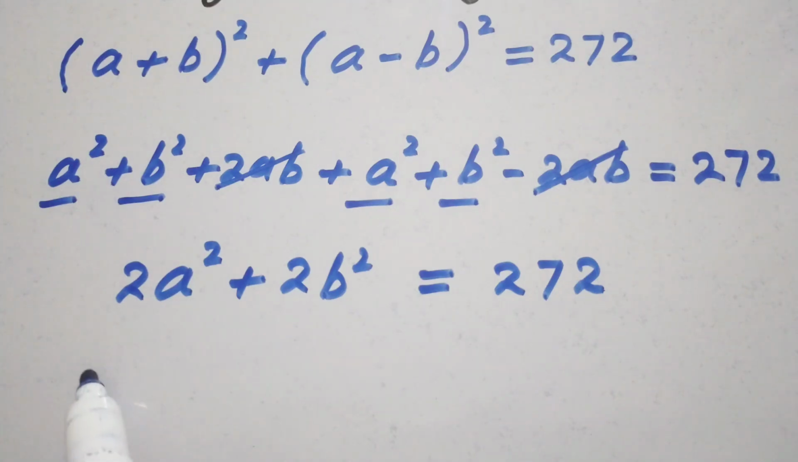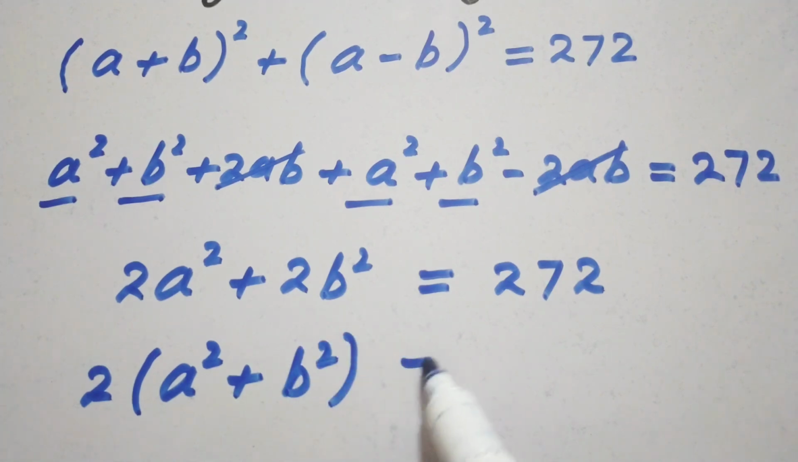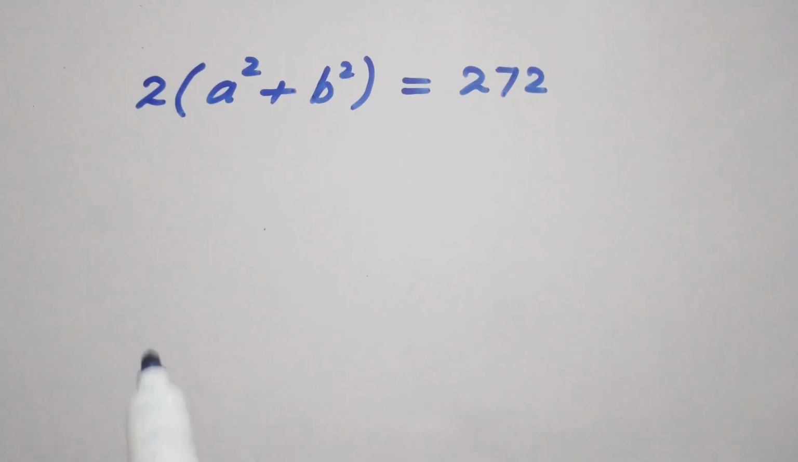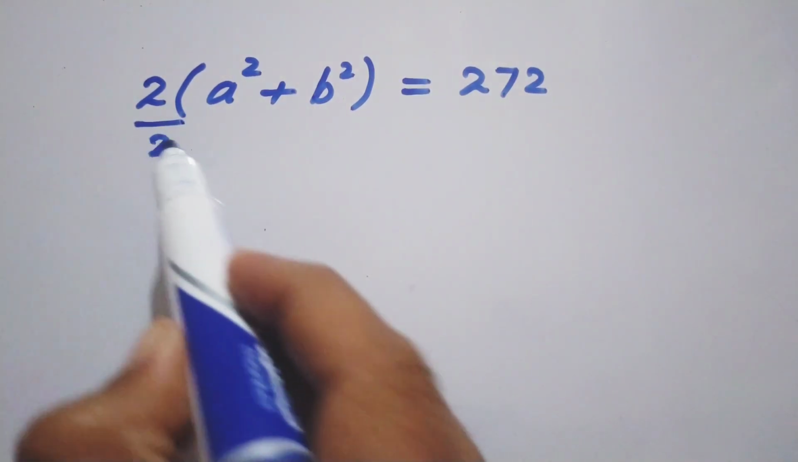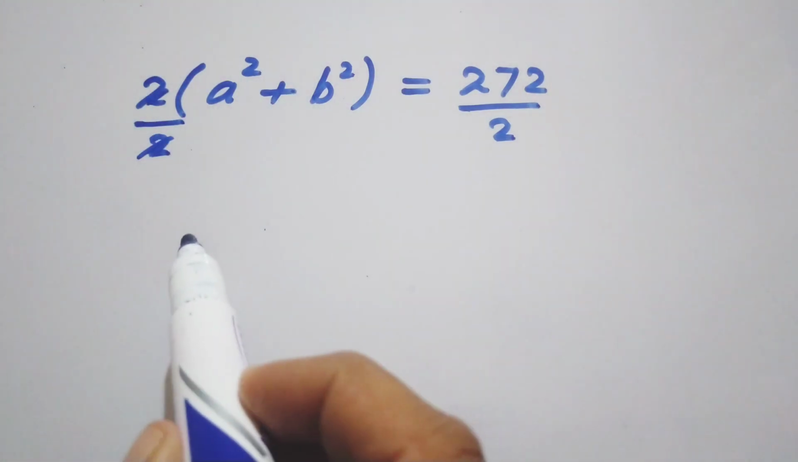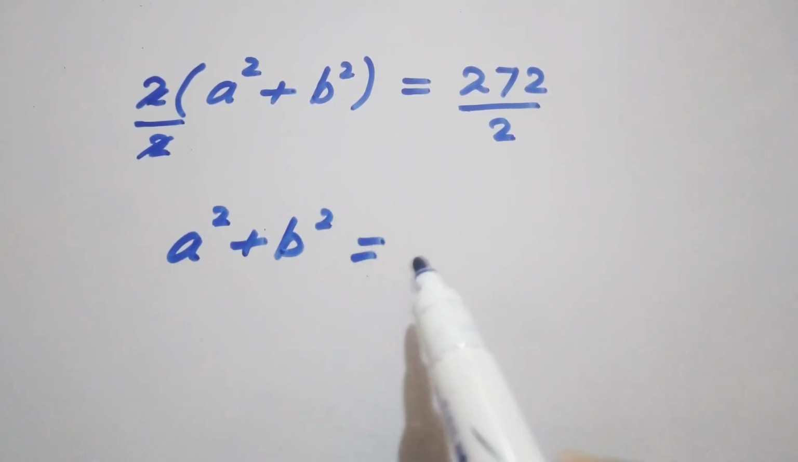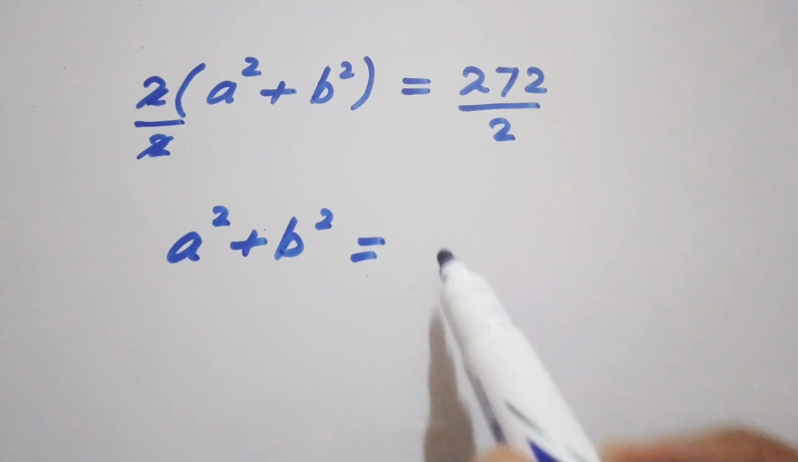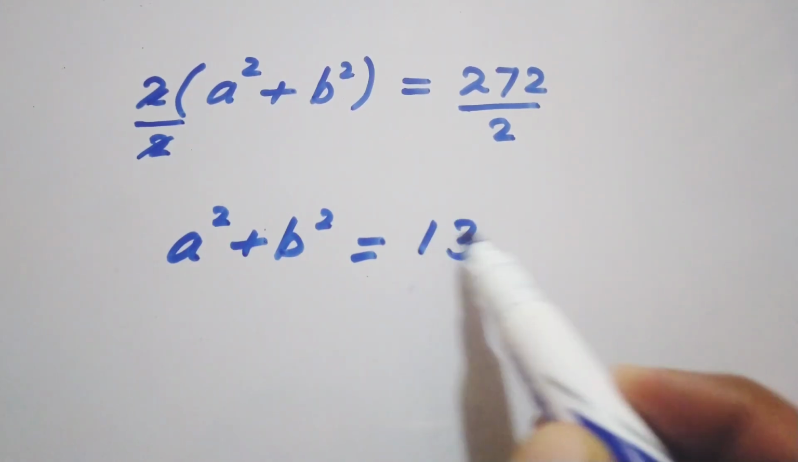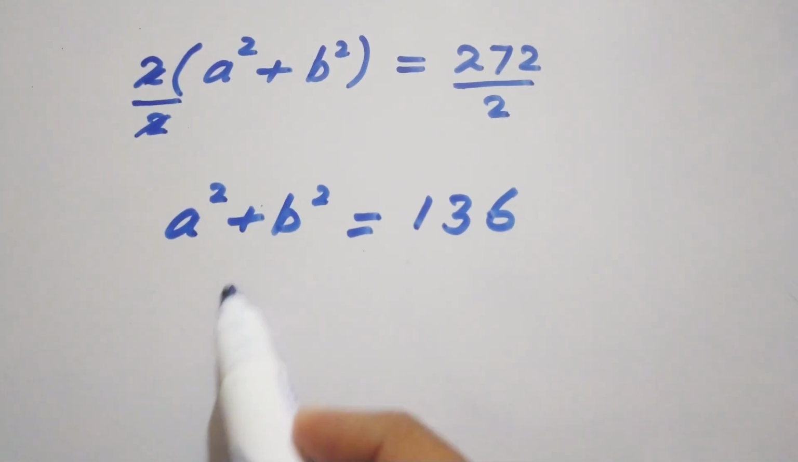Now taking 2 common from the left hand side, inside the bracket a^2 + b^2 is equal to 272. Now dividing both sides by 2, this 2 cancels with this 2, and here we will be left with a^2 + b^2 is equal to 272 divided by 2, we get 136.